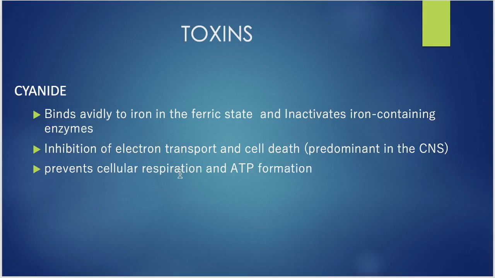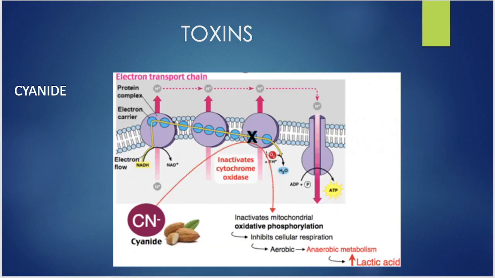So because remember, your ETC is important in the production of your energy in the body. So if this is being inhibited, therefore, you will have a low level of your ATP. No, sorry, not oxygen, but energy, your ATP. So that's why, again, your cyanide here will inactivate this enzyme, inactivates your cytochrome oxidase. So therefore, remember your ETC, it is essential for the production of your ATP or your energy. So it inactivates mitochondrial oxidative phosphorylation, inhibits cellular respiration.